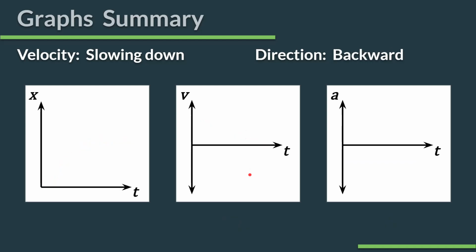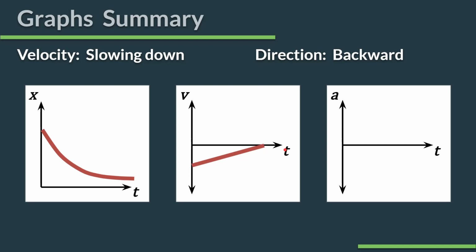Last one, slowing down backwards. Okay, again, backwards on an xt graph is going to be a negative slope. Slowing down means that slope needs to start out steep and get less and less steep. It needs to get more and more horizontal, so something like this. On a VT graph, to show that I am slowing down backwards, again, backwards is down here, and anytime I'm slowing down, my graph is going to go towards 0. 0 is the x-axis, so it's going to look like that.